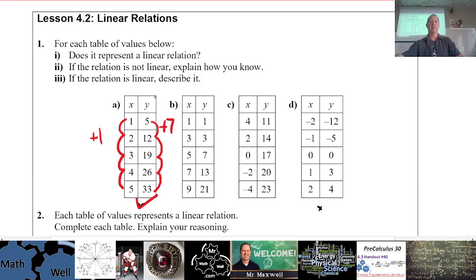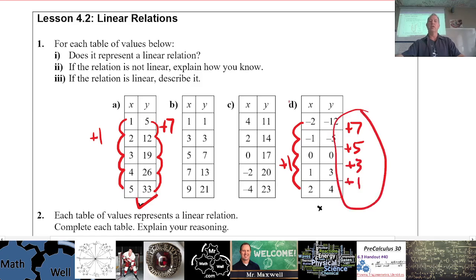This is yes. D over here is not. Why? We do have a consistent +1 over here. But this is -12, this is +7, then this is +5, then this is +3, then this is +1. Do you see how that's changing? So this is not a linear relation. They both have to be consistent, okay?